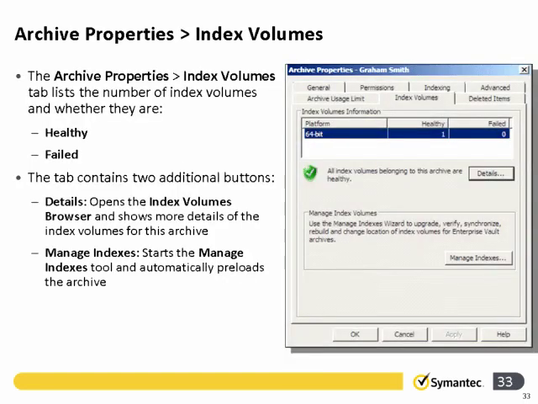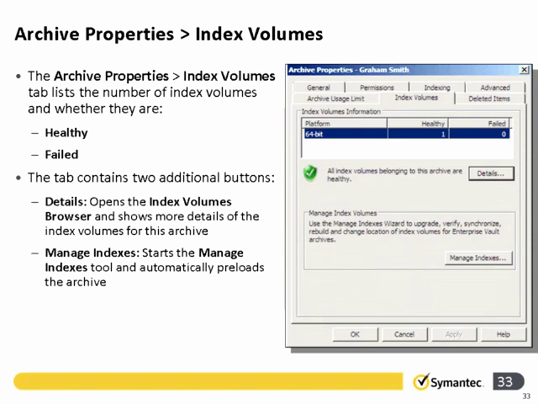First, let's look at the archive properties, the index volumes tab. In this particular case here, we've opened up the archive properties for an archive that belongs to Graham Smith. We've gone to the index volumes, and you can see that it will give you a representation of whether or not you have 64-bit or 32-bit indexes. And in this example, we only have a 64-bit index. It will also tell you if it is healthy or if it has failed.